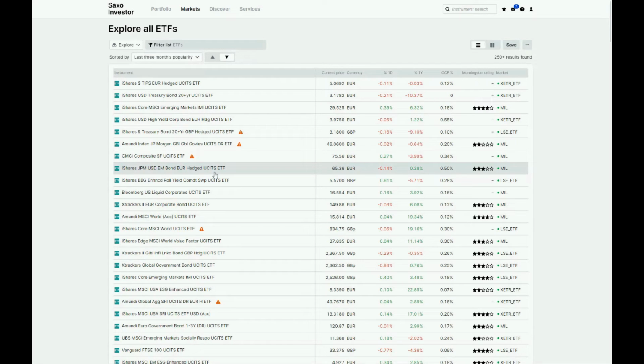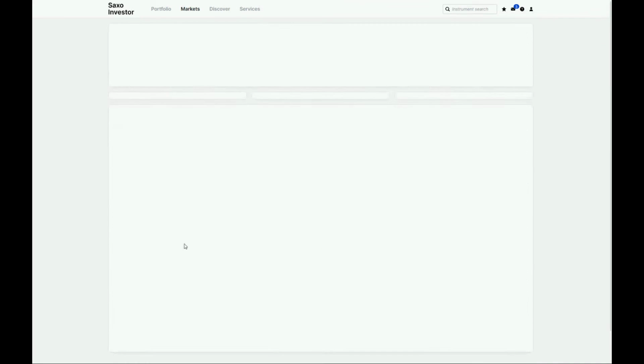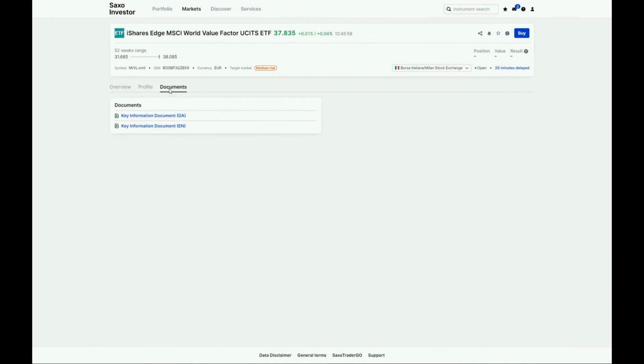There's a rule or a law in Europe that says if you're a European investor, you should always know what it is that you're investing in. Every exchange traded fund has to have what is called a key information document. The key information document basically states what's in the ETF, what the purpose of the ETF is, what the performance of the ETF is, and how much it costs to be invested in the ETF.